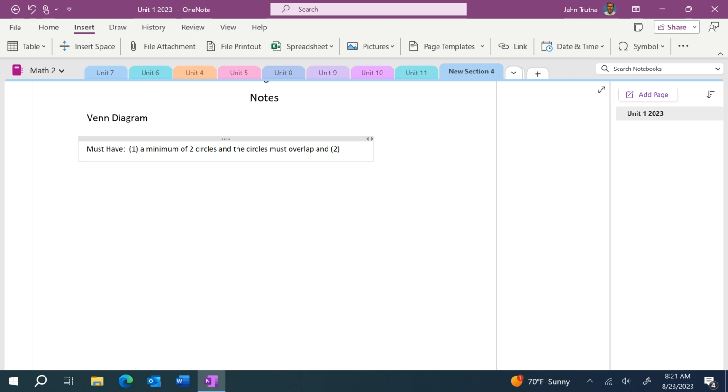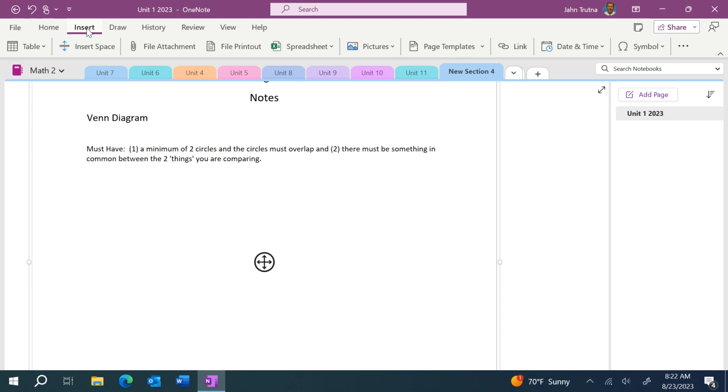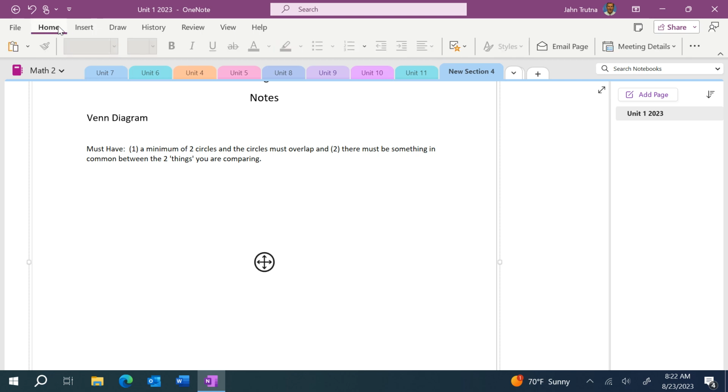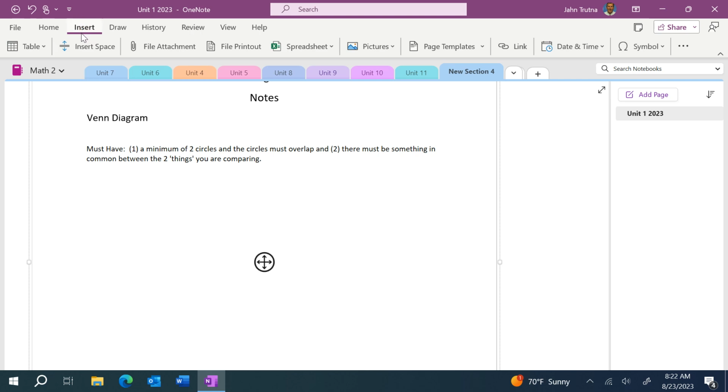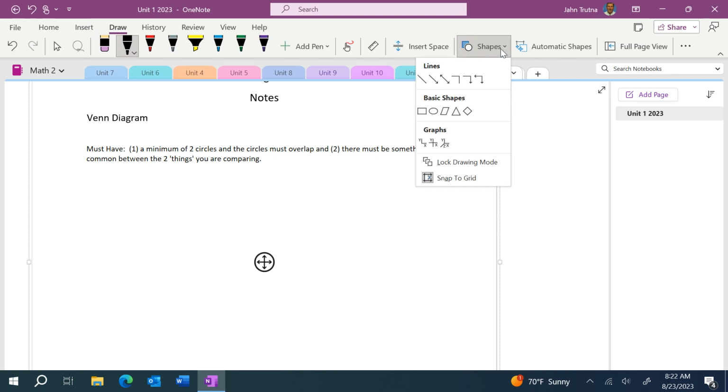And number 2 is that there must be something in common between the 2 things, let's call them things, whatever it might be, things you are comparing. Okay, so that's basically the 2 requirements to make a Venn diagram. You have to have 2 circles, a minimum of 2 circles. You could actually have 3, and then they have to overlap one another. All right, and so if you have that, and then whatever the things that you're comparing, those things must then have something in common with one another.